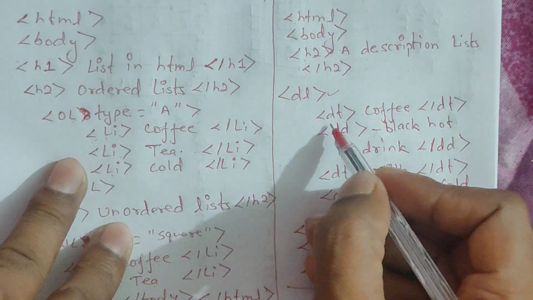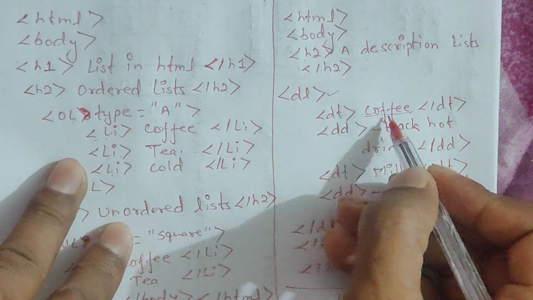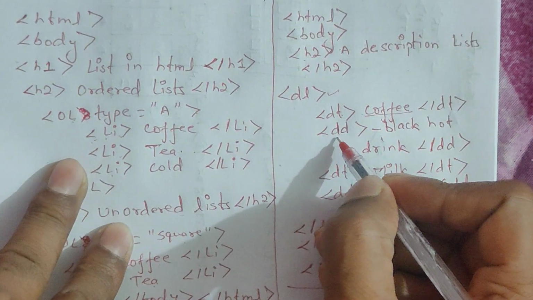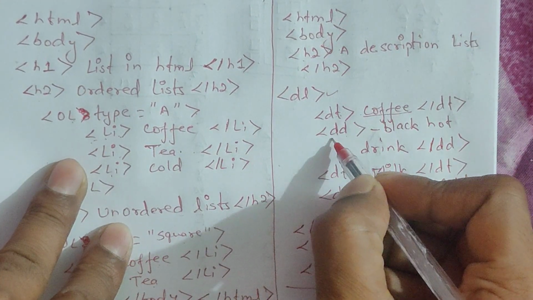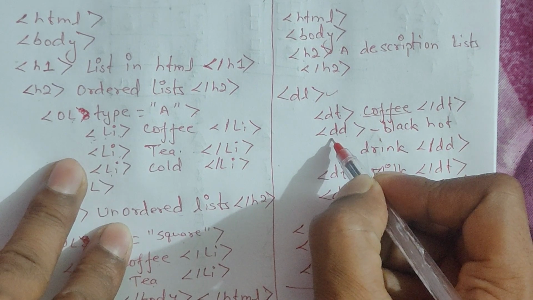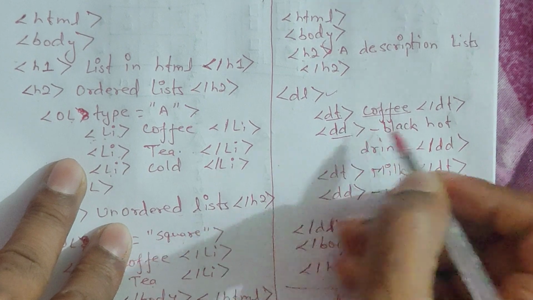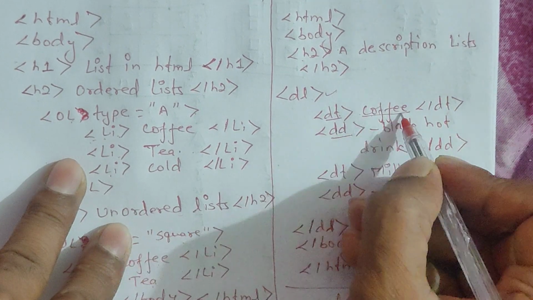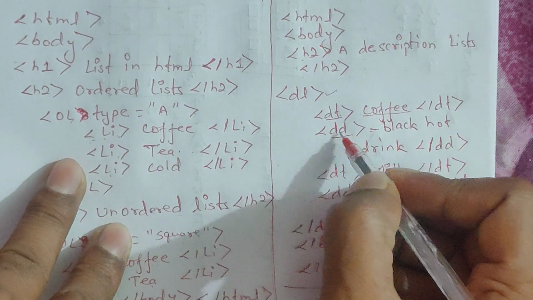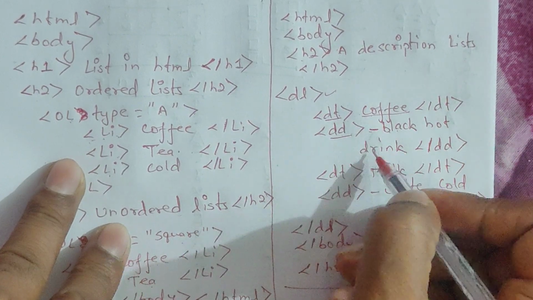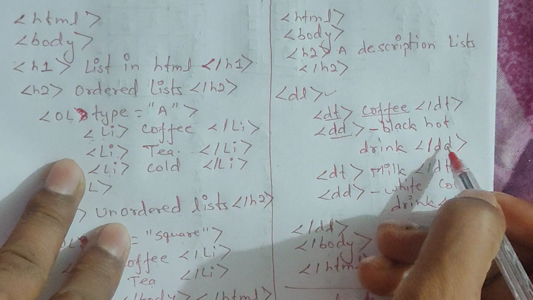Next, the term is coffee, and whatever you want to write about the coffee, you should write under the dd tag. That means you are defining the description. This is defining the term and this is defining the description. Whatever you want to write about the coffee, you have to write inside the dd tag. That means dd, black hot drink, I have given a minus sign also, and dd close.